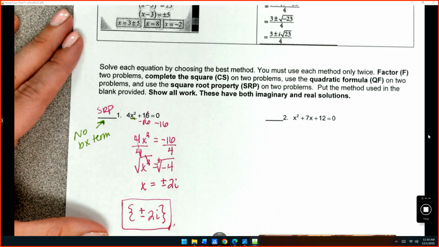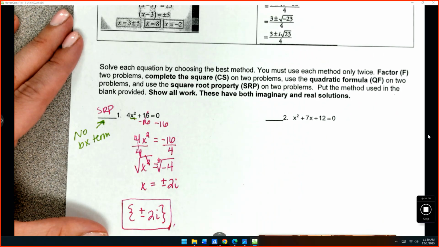What about 3 and 4? They add to 7, right? Okay, so yes, there are factors of C that add to B, so I'm going to factor it. It's basically just asking me, hey, will this factor? Okay, so this one will factor, so I'm going to write F here.